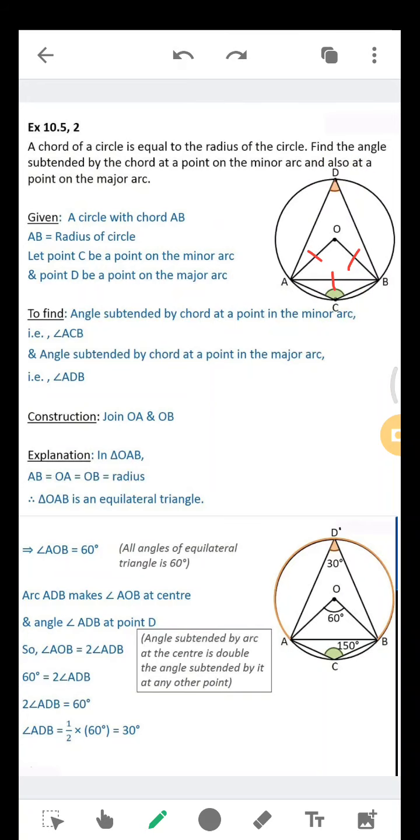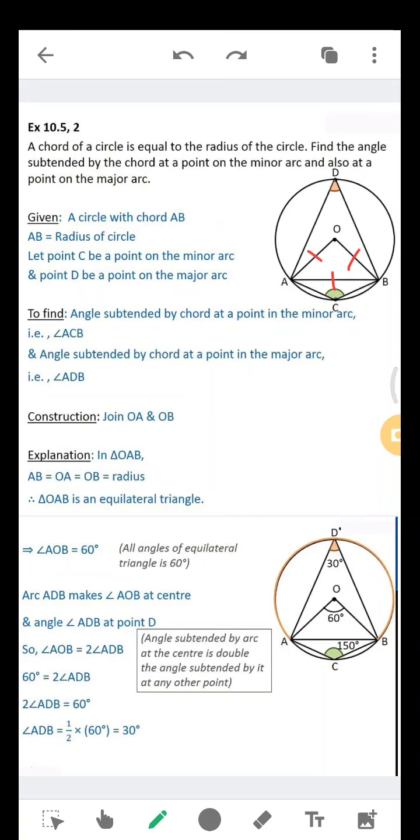Okay, we have to find the angle subtended by a chord at a point on the minor arc, which means we have to find the green colored angle and this other angle. We have to find both angles in this question. No measurement is given here, measurement of any angle is not given. So we'll join O to A and O to B.